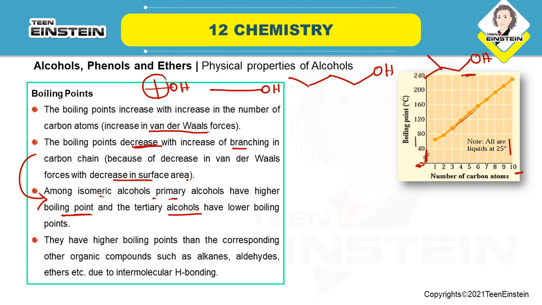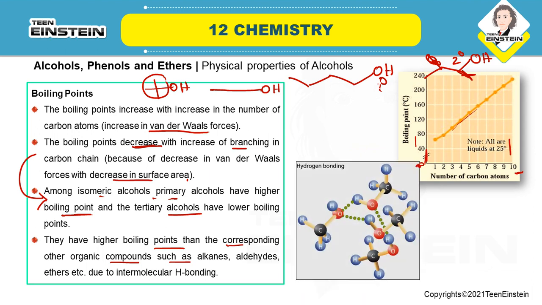So basically, if the branching is here, now it is 2 degree. Okay, so this is 1 degree, this is 2 degree, so 2 degree will have lesser boiling point. So isomeric alcohol, because you have to keep the carbon number same, that is why isomeric. The formula is same, only branching is changing. They have higher boiling point than the corresponding other organic compounds also, such as alkane, aldehyde, ether. Okay, we'll come to that point later.